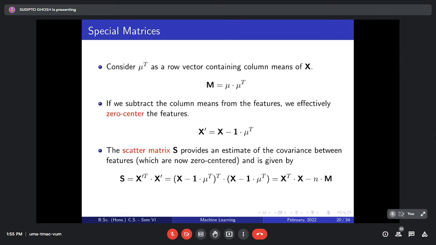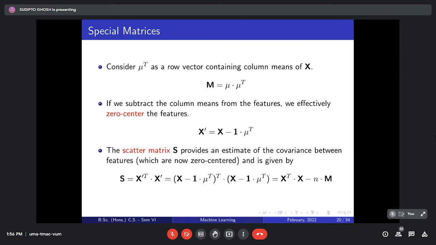Second thing is, again, I am saying for ordinary least squares, we have to have zero mean. Zero mean is achieved when we subtract the mean from all the feature values. So we can zero-center all the features. If you see right here, this is a row vector of all the column means, right? If I multiply a vector that contains all ones with this row vector mu transpose, then I will come up with a matrix that is also of the same dimension as x itself. Then I just subtract the mean from all of those features. From x1, I will subtract the mean of x1. From x2, I will subtract the mean of x2, like that.